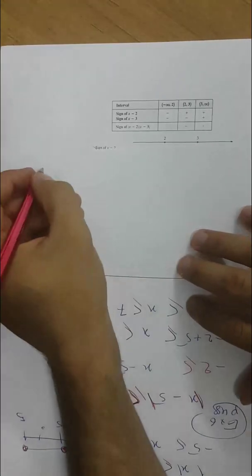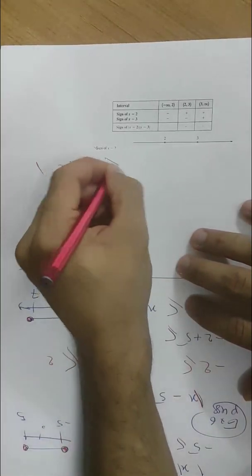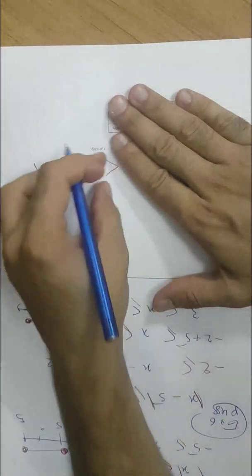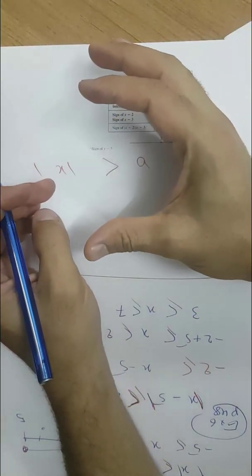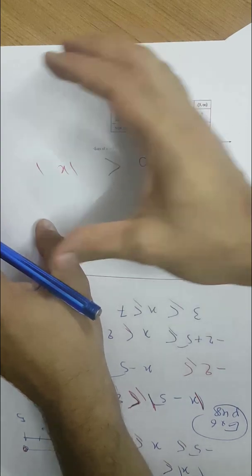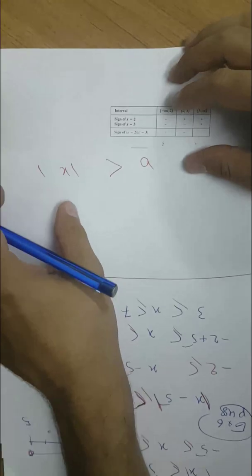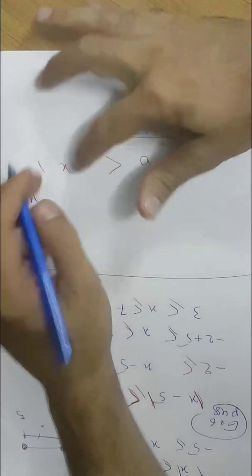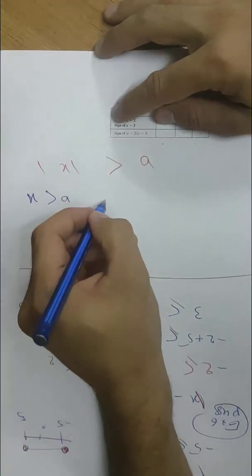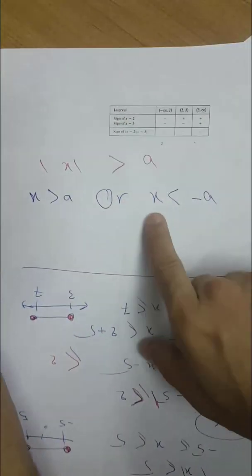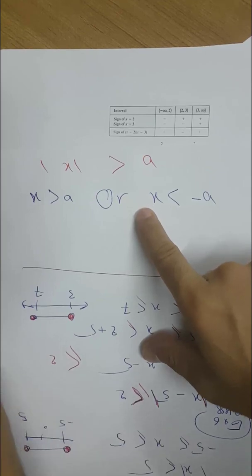Okay, next example. In case you have absolute value greater than any number, so now I have a greater. Look, absolute value. The mouth of the shark is nearly to eat the x. So in that case, say x, forget about the absolute value, greater than a, or x less than minus a. Please do not put the minus here. There is no minus. Attention.